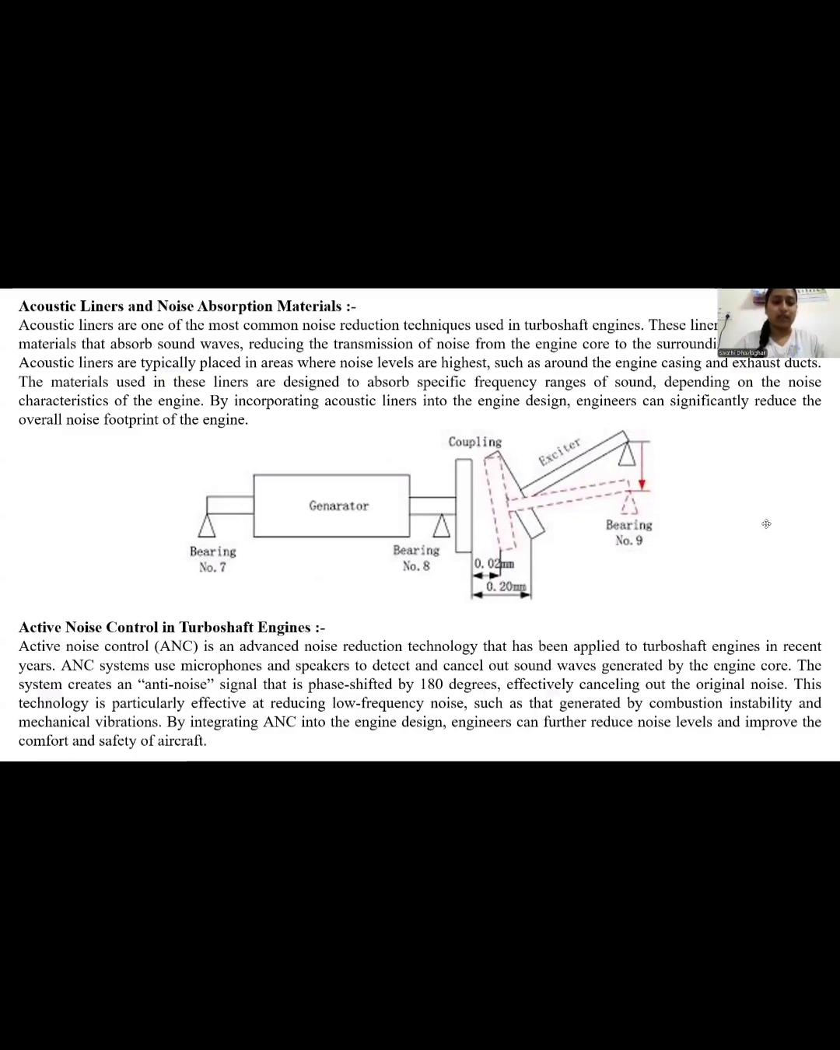So, active noise control in turboshaft engines. Active noise control, ANC, is an advanced noise reduction technology that has been applied to turboshaft engines in recent years. ANC systems use microphones and speakers to detect and cancel out sound waves generated by the engine core. The system creates an anti-noise signal that is phase shifted by 180 degrees, effectively cancelling out the original noise. This technology is particularly effective at reducing low-frequency noise generated by combustion instability and mechanical vibration.